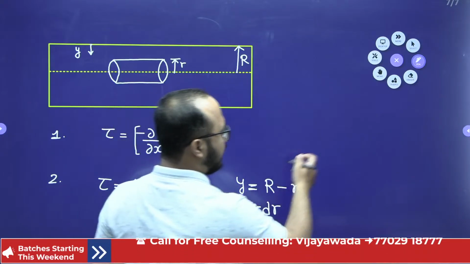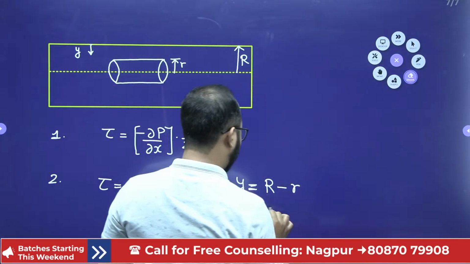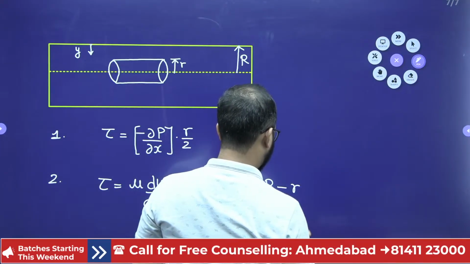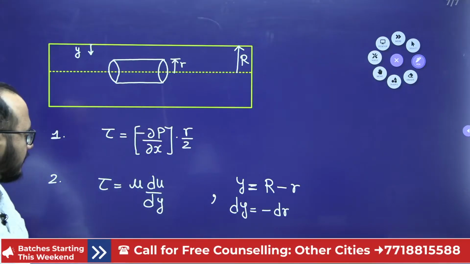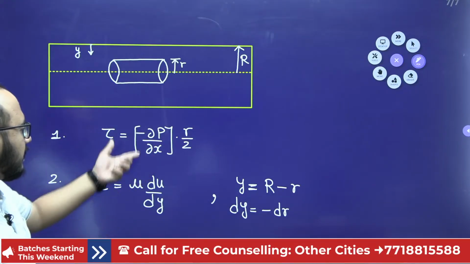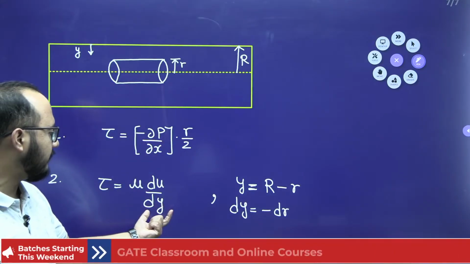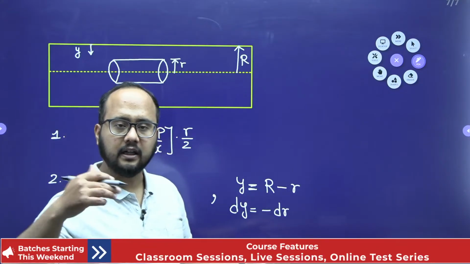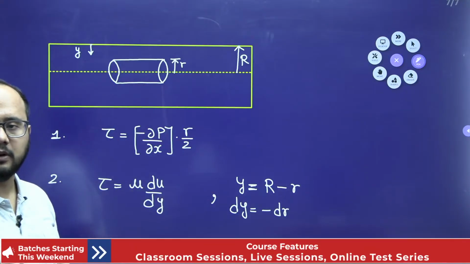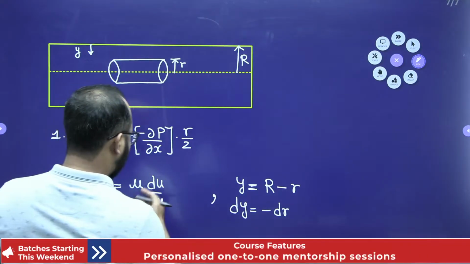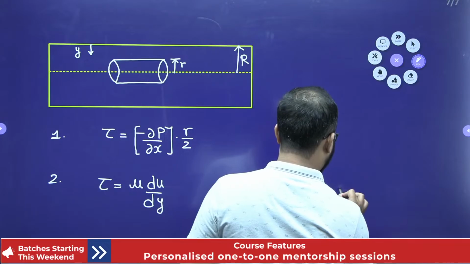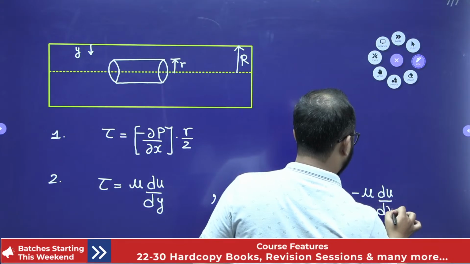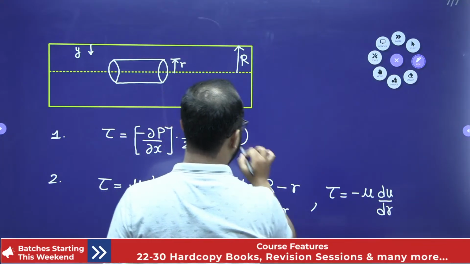Why? Because capital R is constant, no? The pipe radius will always be constant. So dy equals minus dr, correct? Remember this point, because I will be equating both the relations. If I replace dy with minus dr, then the single variable in both equations will be r, not y. So I can directly write tau equals minus mu du by dr. Let's suppose this is equation 1, and this is equation 2.